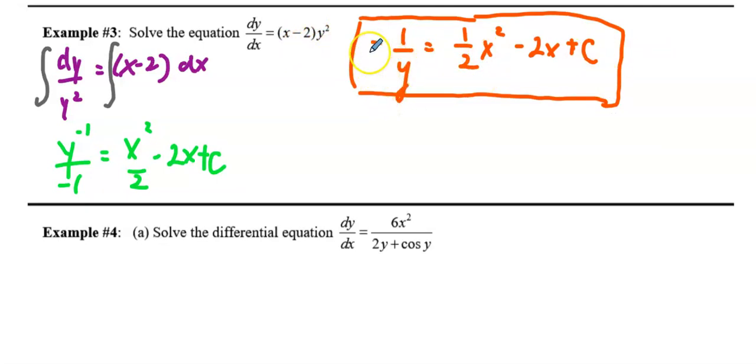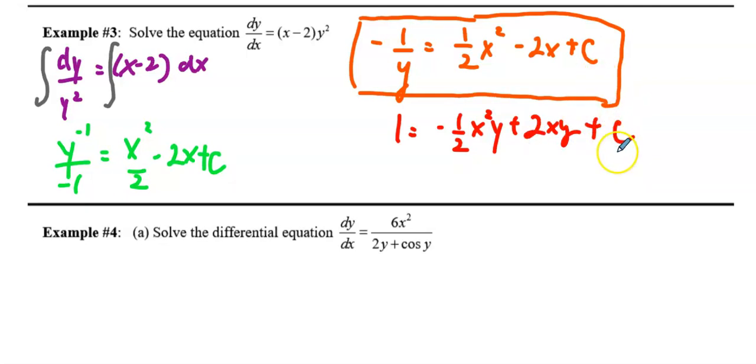What I do want to say to you, though, and again, just making sure that we're cool about this, is that if you want to get it in terms of something else, you could multiply everything by negative y, and you could do something like this. And again, we have a random plus c, right? A random plus c. So that will be it. So this is another solution to that problem.